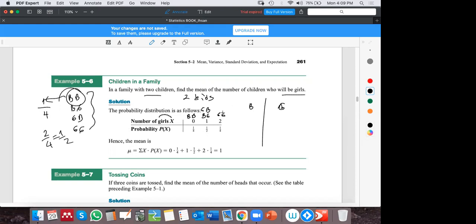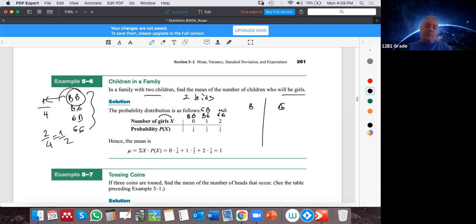And then being all girls means the first one is girl, the second one is girl. That means there is only one case, first and second are girl, so 1 out of 4. And what is the expected value then? 0 times this plus this times this plus this times this. So the result is 1.